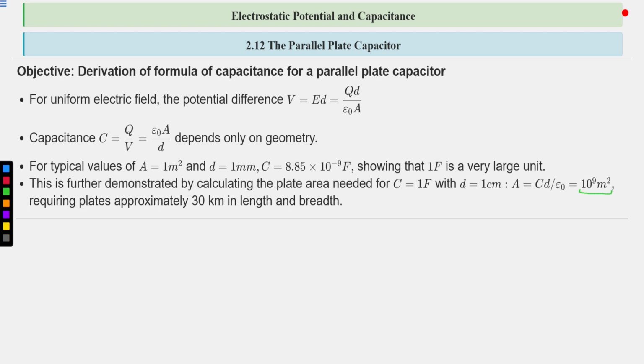This is a very large amount of area, 10 to the power 9 meter square, requiring plates approximately 30 kilometer in length and breadth, which is not practically possible. We would have to take this large area of parallel plates with separation 1 centimeter to achieve the capacitance of 1 farad, which is not practically possible.